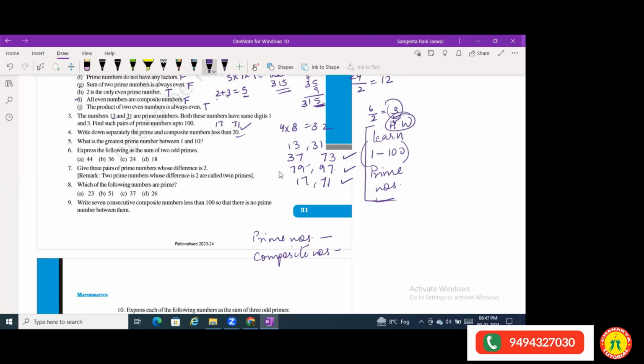You will learn prime numbers from 1 to 100.